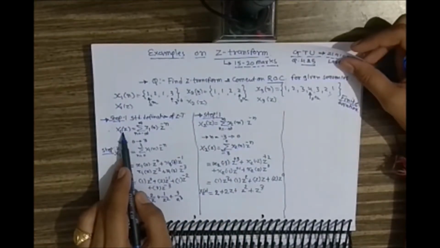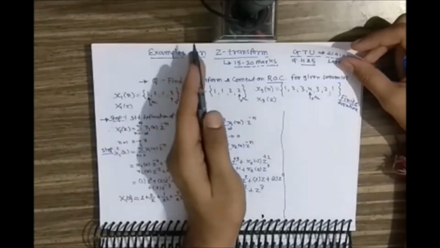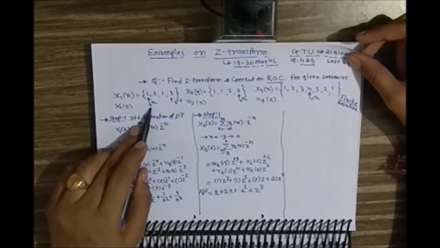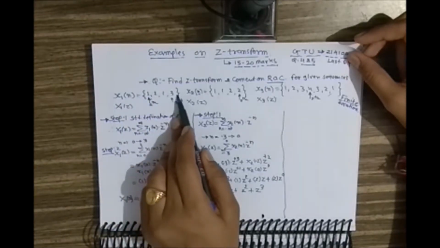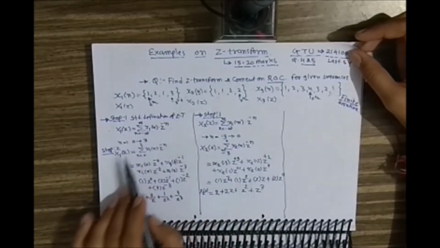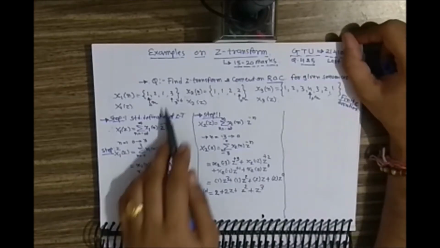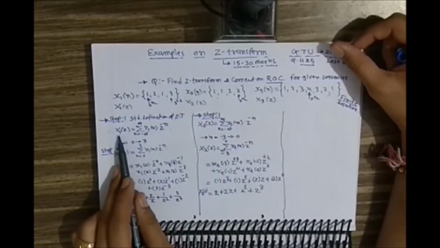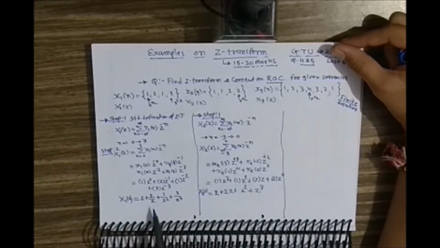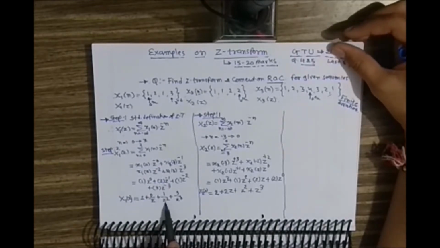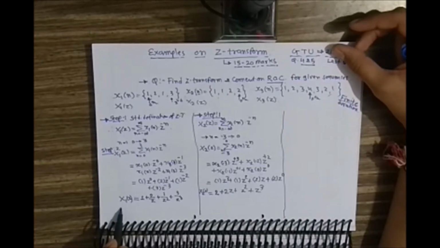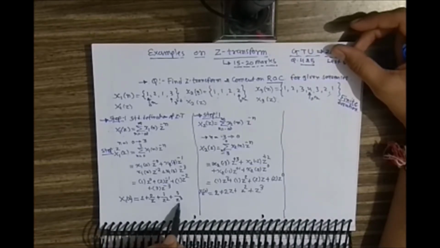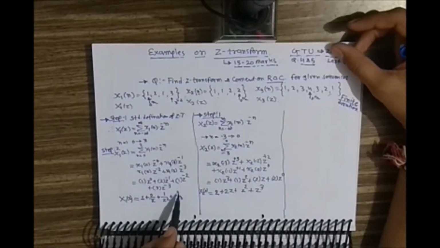The x1 of n is the right-sided sequence, say the zeroth sample on the y-axis, and all the samples are on the right hand side. So the right-handed sequence, as we discussed, is nothing but the causal sequence. So x1 of z has the negative powers of z everywhere. So 1 upon z, 1 upon z square, 1 upon z cube.